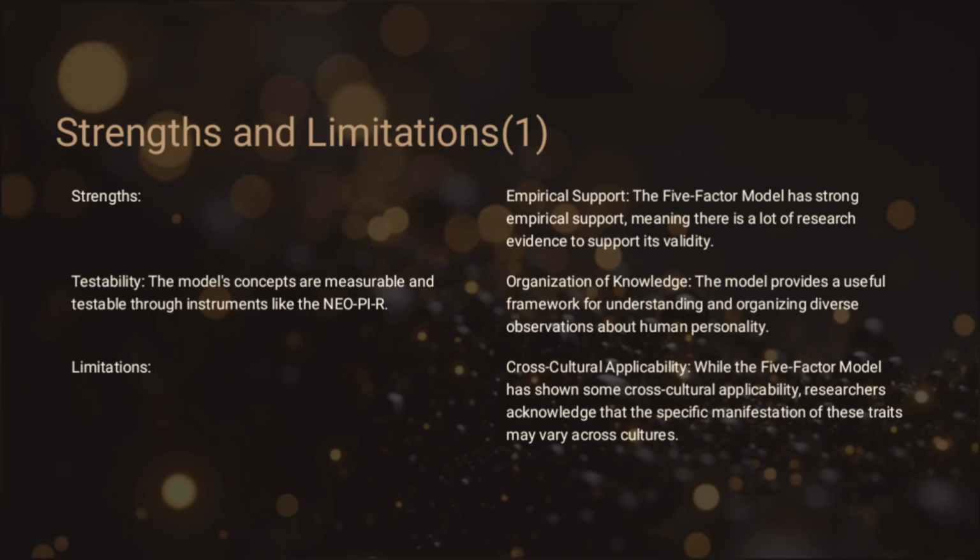So, evaluating the model: strengths and limitations. The strength is empirical support. The five-factor model has strong empirical support, meaning there is a lot of research evidence to support its validity. Next one is testability. The model's concepts are measurable and testable through instruments like the NEO-PI-R. Then organization of knowledge. The model provides a useful framework for understanding and organizing diverse observations about human personality.